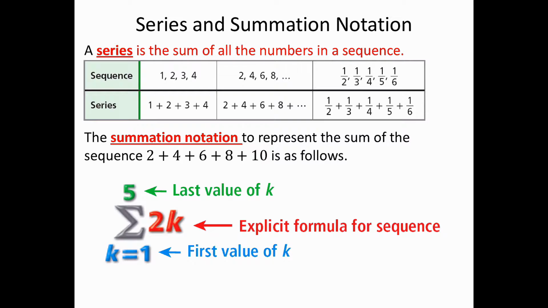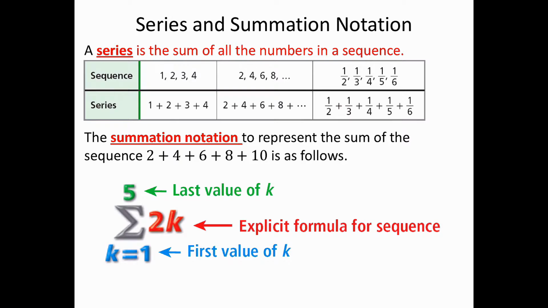3 plus 4. If your pattern was 2, 4, 6, 8, your sequence, and then you'll see it says dot, dot, dot, it keeps on going forever. The series would be 2 plus 4 plus 6 plus 8 plus 10 plus keeps going forever. If your sequence is 1/2, 1/3, 1/4, 1/5, 1/6, then you're going to do 1/2 plus 1/3 plus 1/4 plus 1/5 plus 1/6.